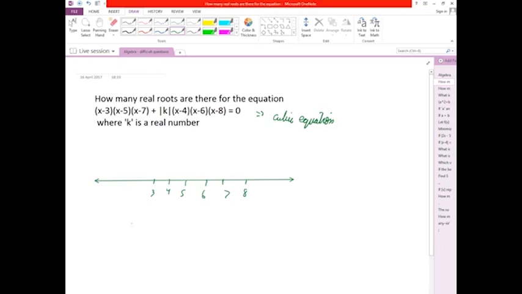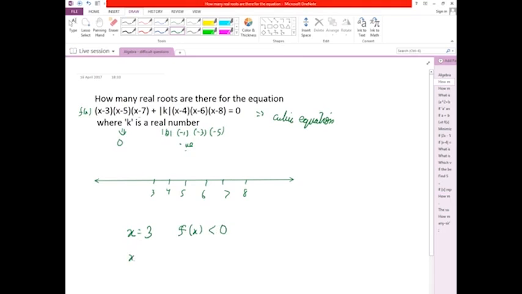If you look at, say, x is equal to 3, what's happening to the equation? At x equal to 3, the first part of this equation, (x minus 3)(x minus 5)(x minus 7), will be equal to 0. And the second part will be mod k into (3 minus 4), which is minus 1, (3 minus 6), which is minus 3, (3 minus 8), which is minus 5. Since mod k is always positive, this is going to be a negative number, right? So at x is equal to 3, this expression is negative. Let's name it f(x). So at x equal to 3, f(x) is less than 0.